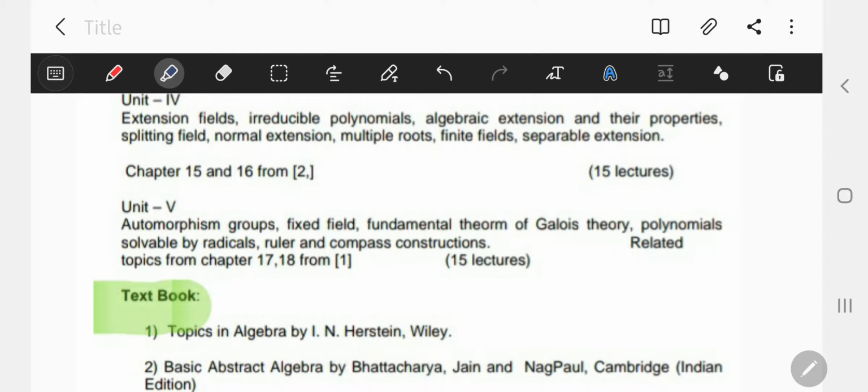that is Bhattacharya, and in unit 4 and 5 there are chapters 15, 16, 17 and 18 from this second Bhattacharya's book. 15th chapter is Algebraic Extensions of Fields. Chapter 16, Normal and Separable Extensions. Chapter 17, Galois Theory, and chapter 18, Application of Galois Theory to Classical Problems.